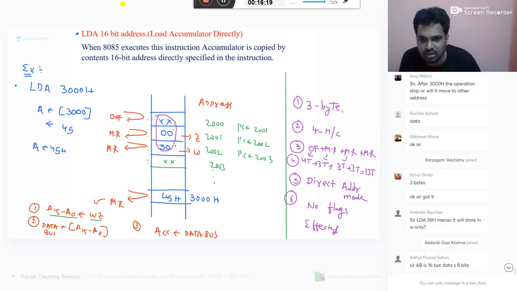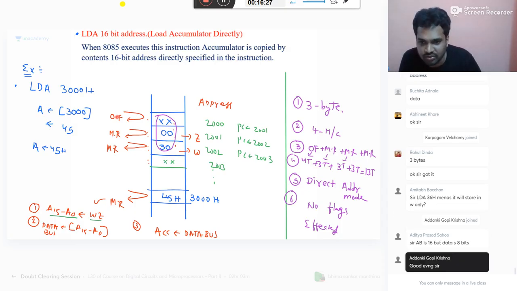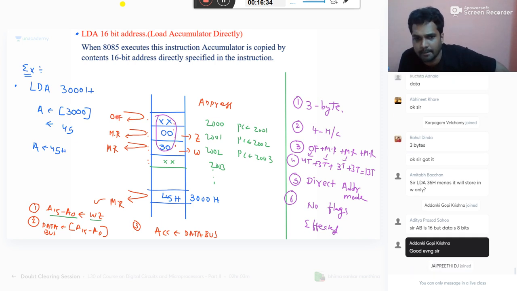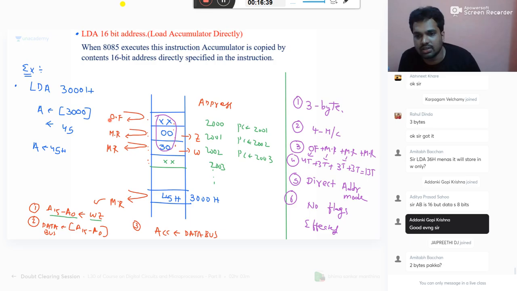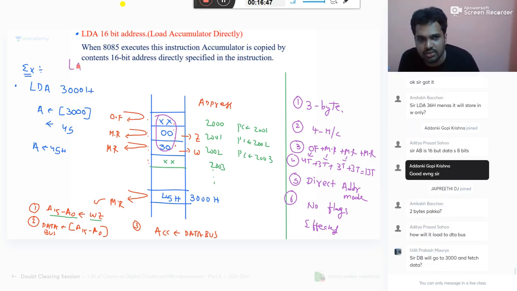LDA 36 is not there in 8085. It should accept its format only, not every format of our wish. LDA 3000 is there. This format is not available in your 8085. No LDA 30, that is not there. Instead of that, you can say MVI A, 30.